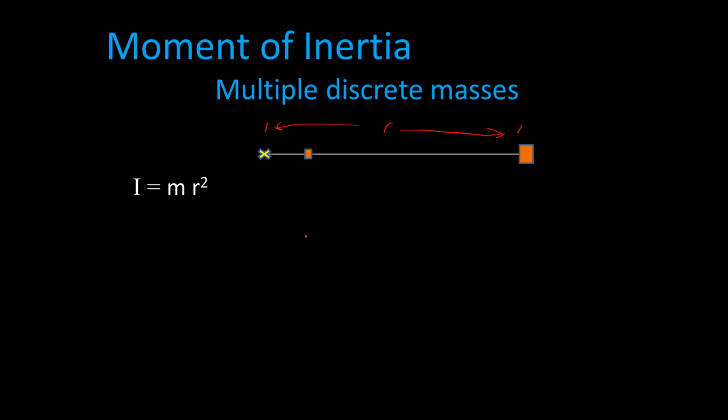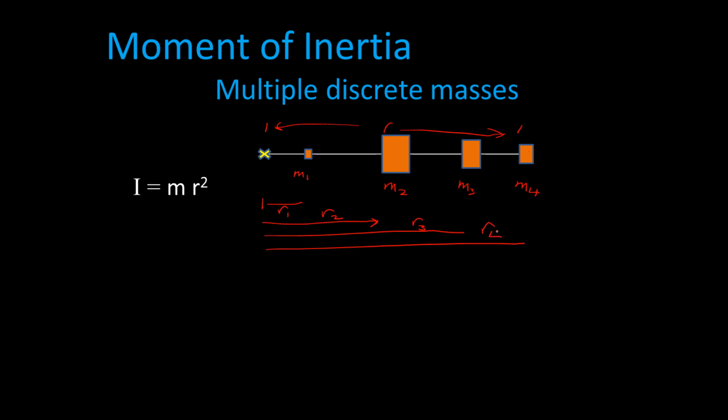But what happens if I have multiple blocks? Let's say I've got M1, M2, M3, M4 at various radii, at R1, R2, R3, and R4. How can I figure out the moment of inertia for that? I just add up all of the discrete elements to figure out the total moment of inertia for our masses at discrete points.